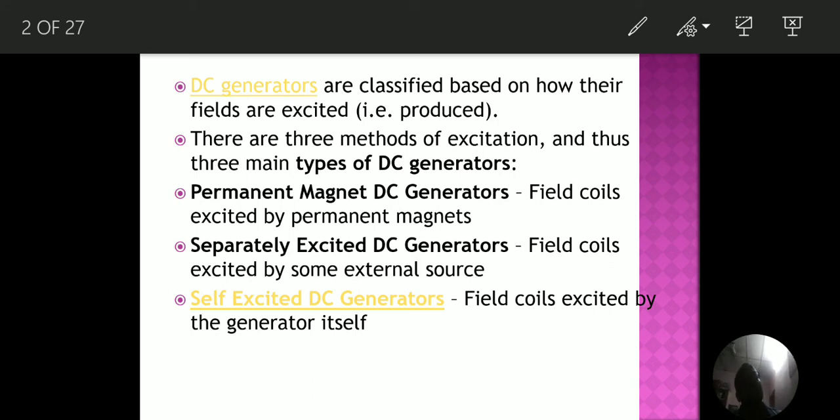DC generators are basically classified based on their type of excitation. Mainly there are three types of excitation. One is permanent magnet DC generators, where the field coils are excited by permanent magnets. Second is separately excited DC generators, where the field coils are excited by some external source. Third is self-excited DC generators, where the field coils are excited by the generator itself.